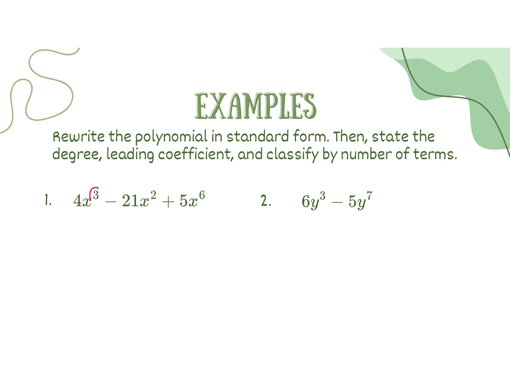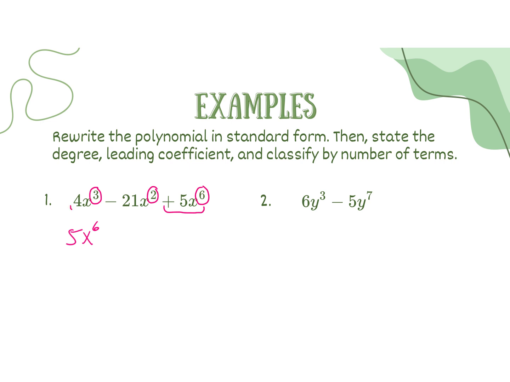So I have a 3 and then a 2 and then a 6 as the exponents, right? I want the highest one to be first, so I want this 6 to be the first. I'm going to take that entire term, put it right in front, right? It's a positive 5x to the 6, so I'm going to put no sign in front of it. If you don't see a sign in front, it's positive.